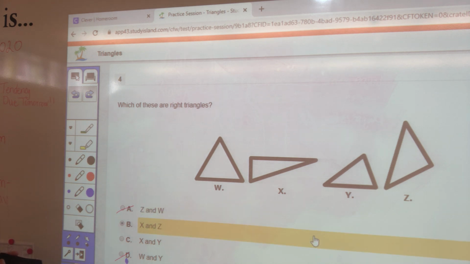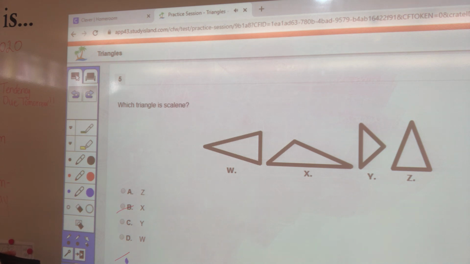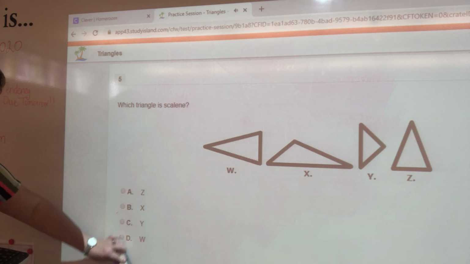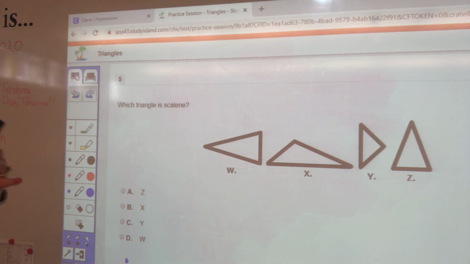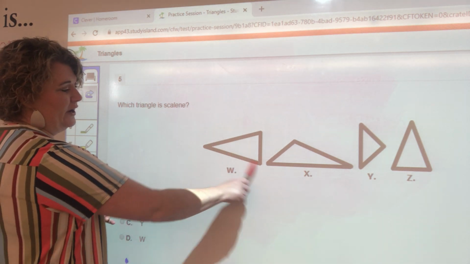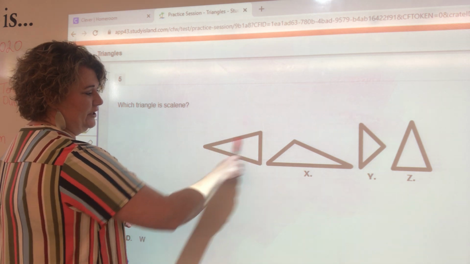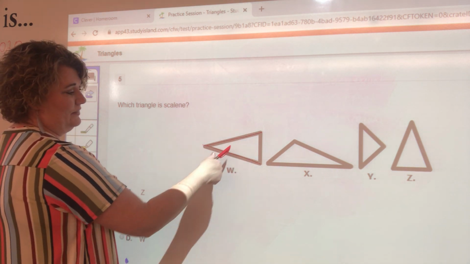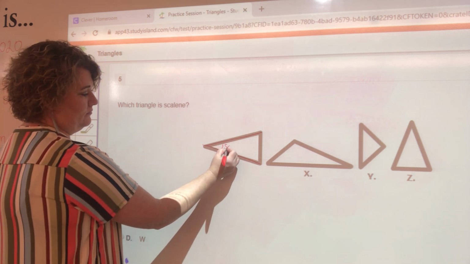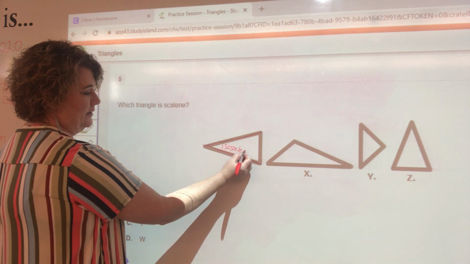Letter B again. Which triangle is scalene? And I'm looking at my answers and it looks like there's only one choice. So scalene means nothing is the same. If you turn your head on this, it looks just like a Christmas tree. This side and this side are exactly the same length. That's isosceles. Two sides are the same.